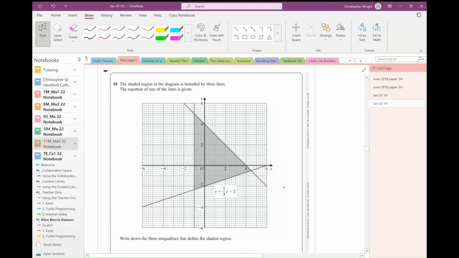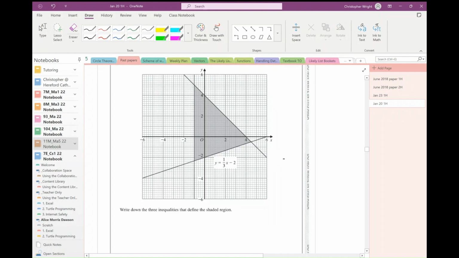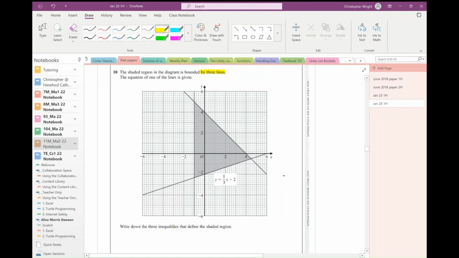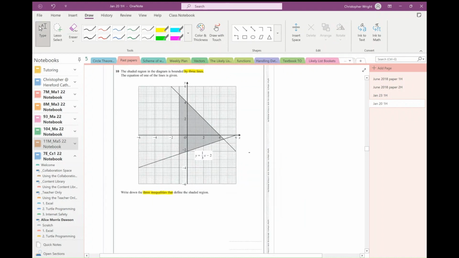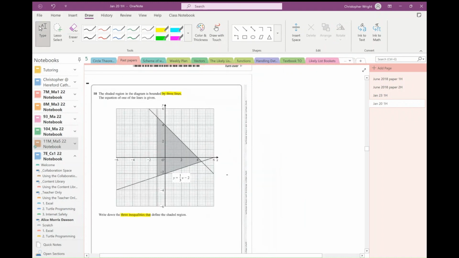Okay, the shaded region in the diagram is bounded by 3 lines. Right. The equations of one of these lines is given. Yes, it is. Write down the 3 inequalities that define the shaded region. Well, looking at the first one here, let's start off by looking at the line that we're given the equation of. Okay, so that line is the line y equals a third x minus 2.